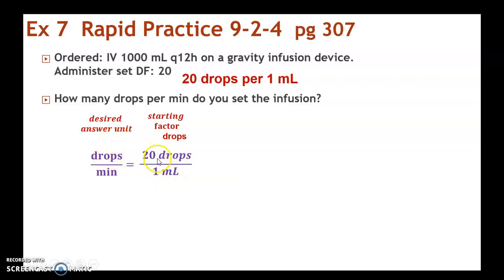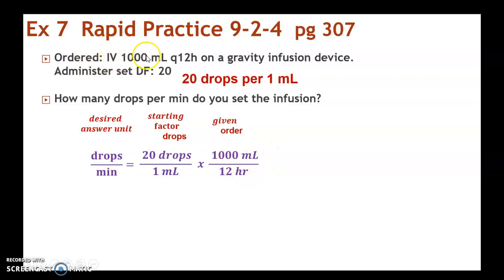Now, we put drops on top because that was our desired answer, but that puts milliliters in the bottom now, right? So our second fraction needs to have milliliters at the top. What kind of milliliters do we have here? Let's see, the 1,000. 1,000 milliliters is supposed to take 12 hours to give. So that's coming from our order. 1,000 milliliters is going to take 12 hours.